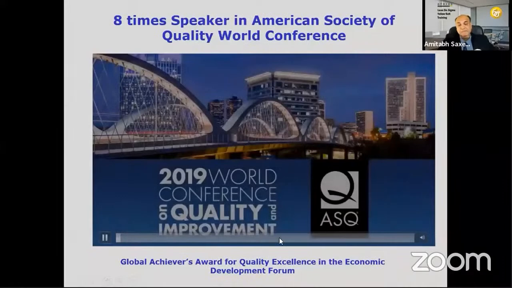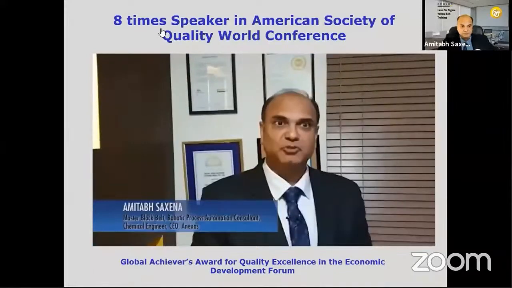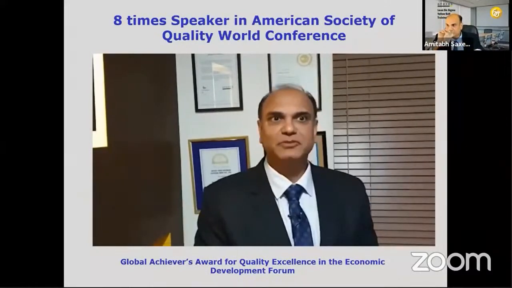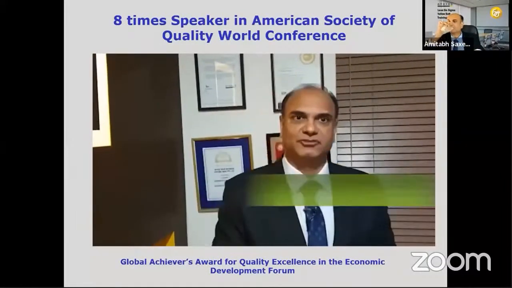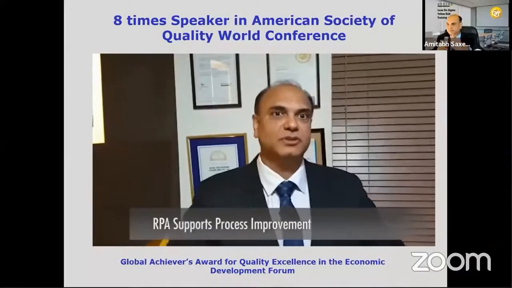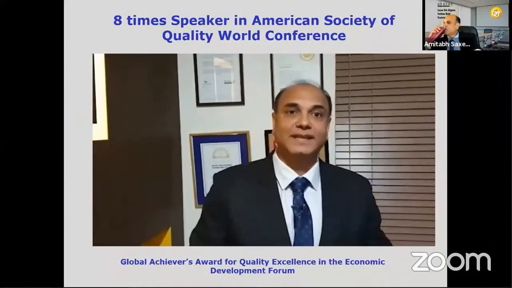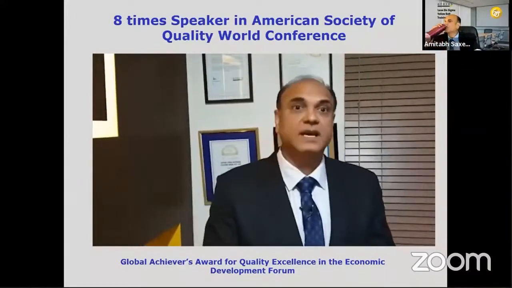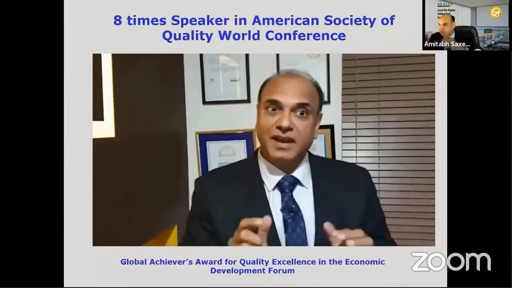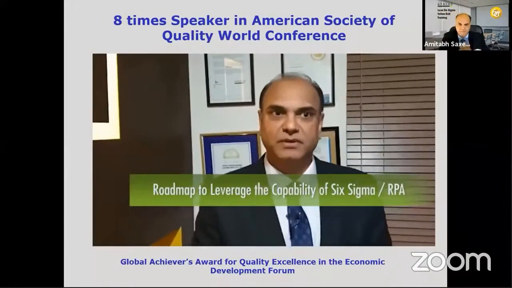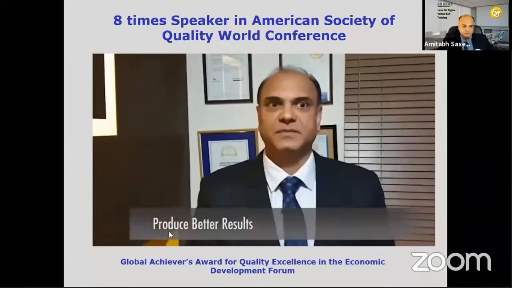On 21st of May 2019, I'm going to speak at the American Society of Quality's World Conference in Fort Worth, Texas. I'm going to talk about how one of the fields in artificial intelligence, robotic process automation or RPA, can be used to support process improvement initiatives along with Lean and Six Sigma. We will see how this combination leads to improved productivity, improved quality, and reduced costs. Using a case study from a bank, I will share a roadmap to leverage the capabilities of existing quality programs like Six Sigma with RPA to produce better results. So see you there on 21st of May in Fort Worth.